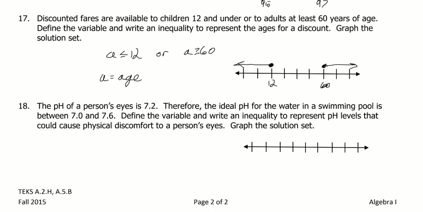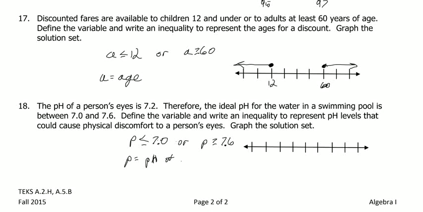The pH of a person's eyes is 7.2. Therefore, the ideal pH for the water in a swimming pool is between 7 and 7.6. Define the variable and write an inequality to represent pH levels that could cause physical discomfort to a person's eye. So it says it's between 7.0 and 7.6. So if it's between those two, then that means that those two are not included. So we'd say that P needs to be less than or equal to 7.0, or P needs to be greater than or equal to 7.6. To cause physical discomfort, P equals pH of pool.